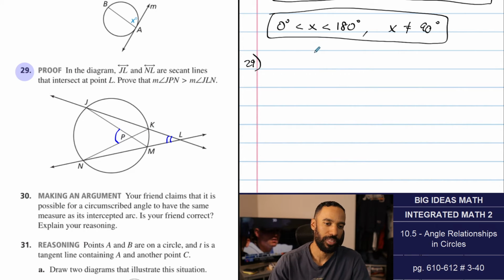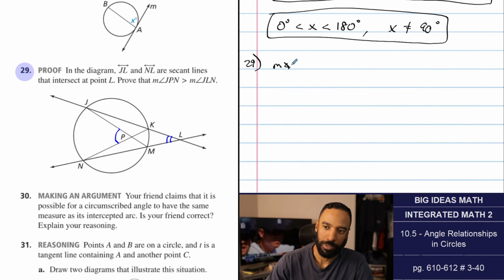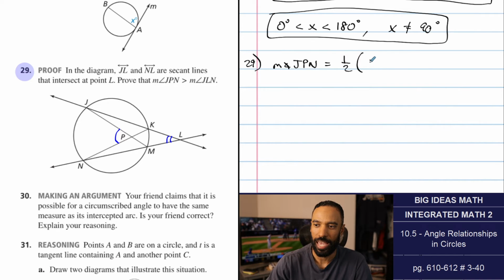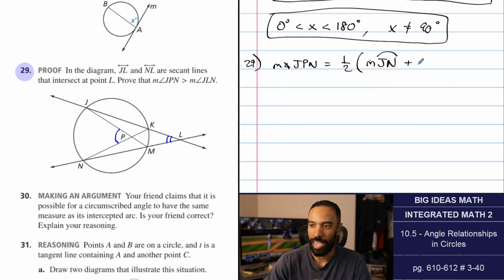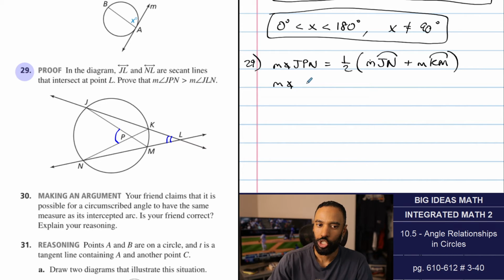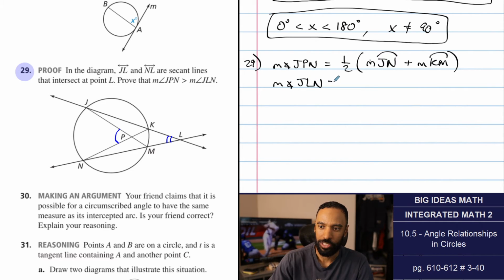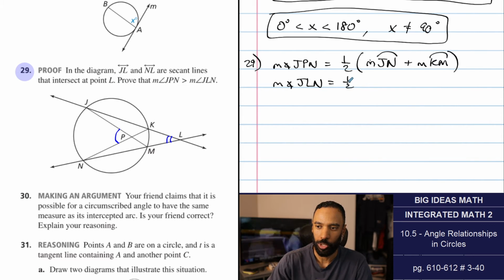I could say this, we're doing these formulas, right? Measure of angle JPN, because they have the same intercepted arc things, which is cool. So measure of angle JPN, it's not a central angle, but it's half the sum of measure of arc JN plus measure of arc KM, like that. And the measure of angle JLN would have the same intercepted arc parts, but you subtract them. So measure of arc JN minus measure of arc KM.